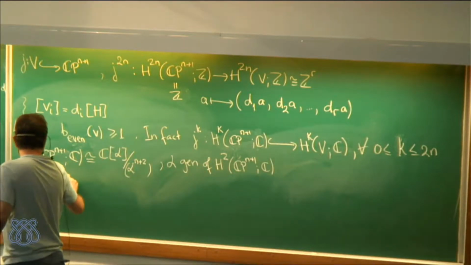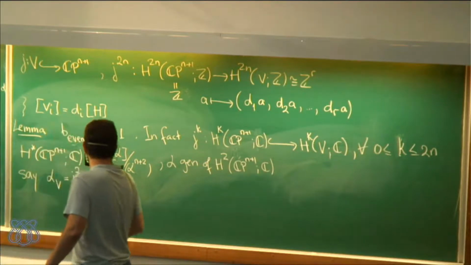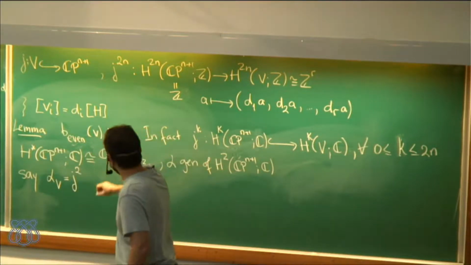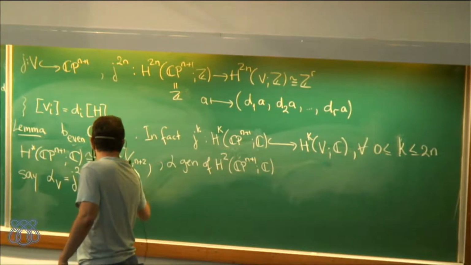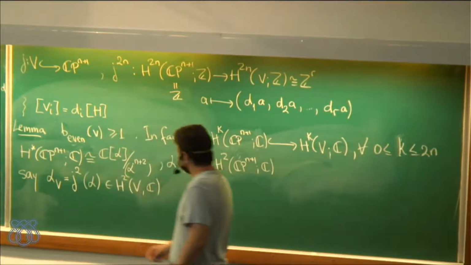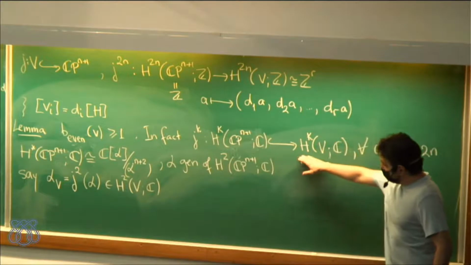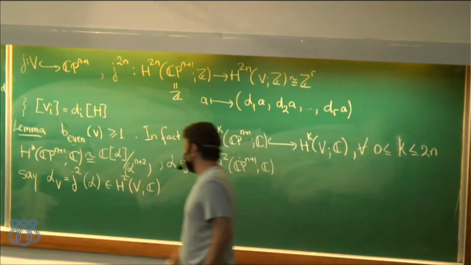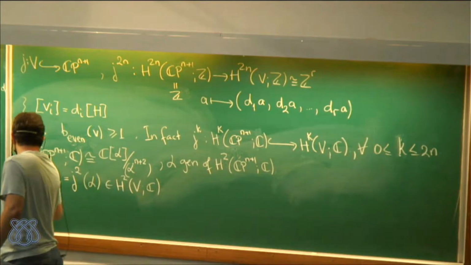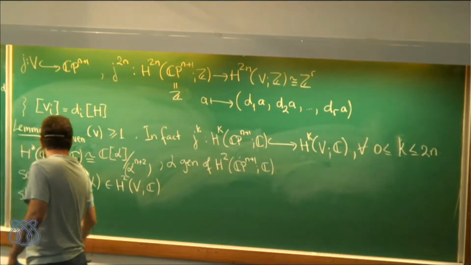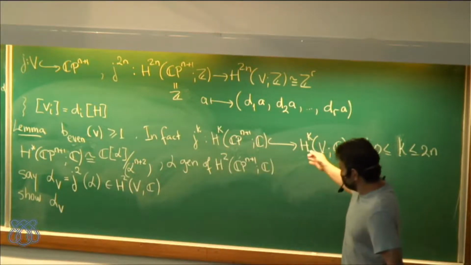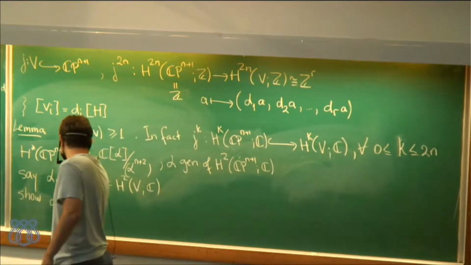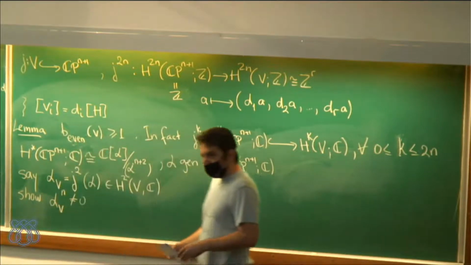Alpha_V is the pullback. So J2 means whatever J does in degree 2 of alpha. So this is in H2 of V with C coefficients. This map is a ring homomorphism, so all I have to show is that alpha_V to all powers up to n is not trivial, but for this it's enough to show that the top power is not 0. When I say power, I mean power with respect to cup product.